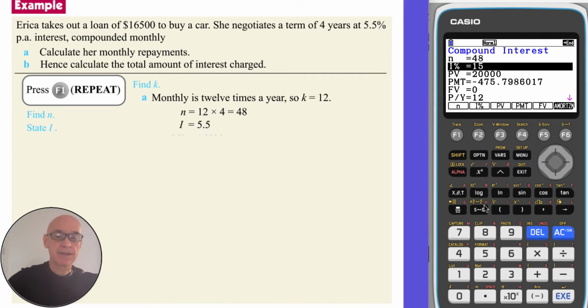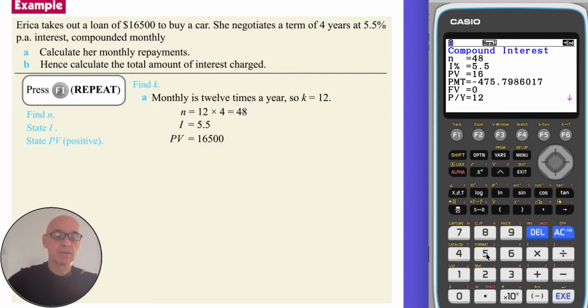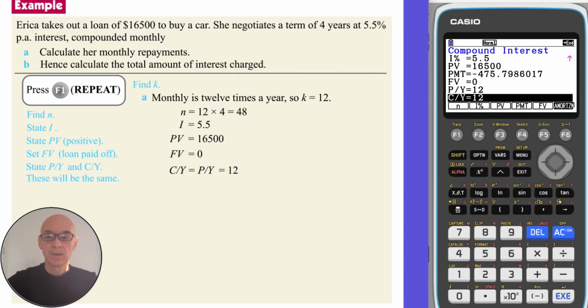Stating the interest rate, which is 5.5. Stating PV, the amount borrowed, and that's 16,500. That's a positive value. We can either just ignore the previous PMT value, or we can set it equal to 0. Setting the final value to 0, and setting the payments per year and the compounds per year to 12.